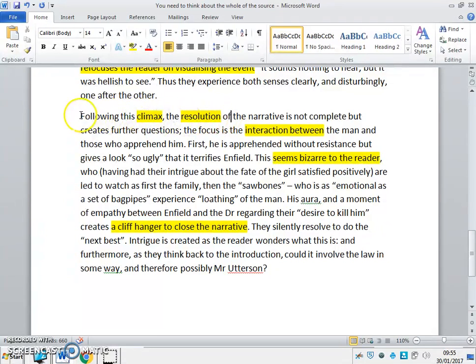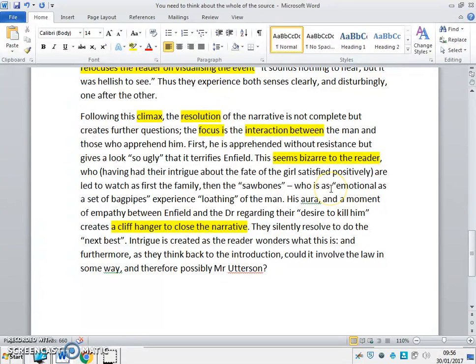So I've mentioned that. Following this climax, the resolution of the narrative is not complete, but creates further questions. The focus is the interaction between the man and those who apprehend him. So I'm talking about character here, but how they interact. And I'm always talking about the focus. First, he is apprehended without resistance, but gives a look so ugly that it terrifies Enfield. This seems bizarre to the reader. So I've got sick of writing intrigue, and I've written bizarre. It means the same thing. Puzzles the reader, draws them in.